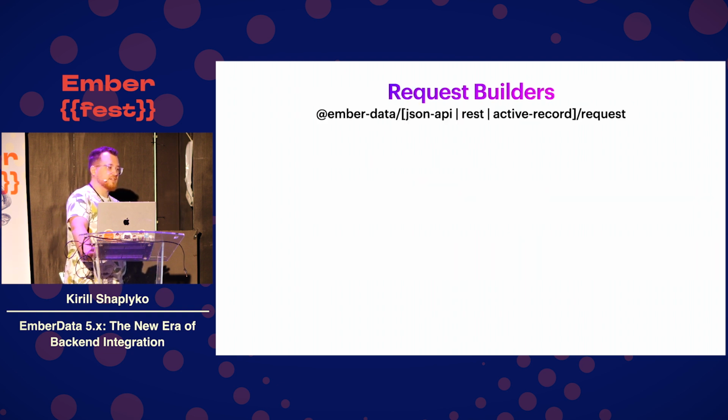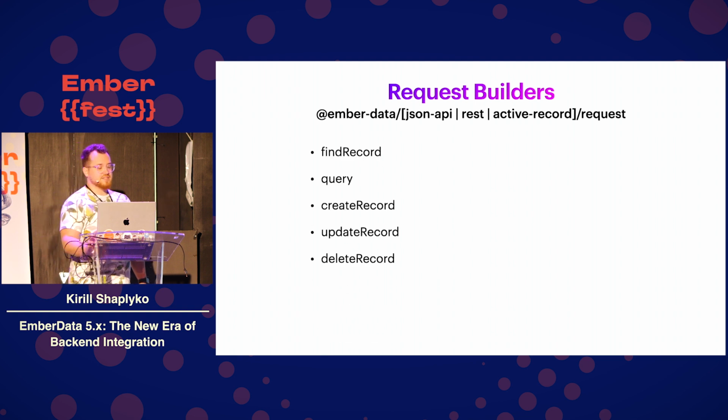Request builder is another new concept. It just provides you a nice API to construct a fetch-like request object, and it just has some EmberData options on it. EmberData will provide you with default builders for JSON API, REST, and active record. It's typical builders: find record, query, create, update, delete records.